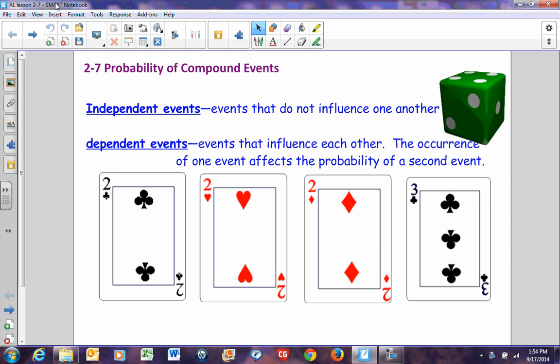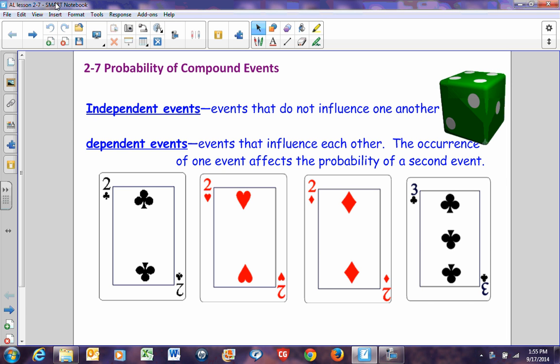This is lesson 2-7, probability of compound events. In the last lesson, we did just general probability. We learned the difference between probability and odds, and we learned how to deal with just the probability of one event. Today we're going to talk about probability of multiple events, what we call compound events.